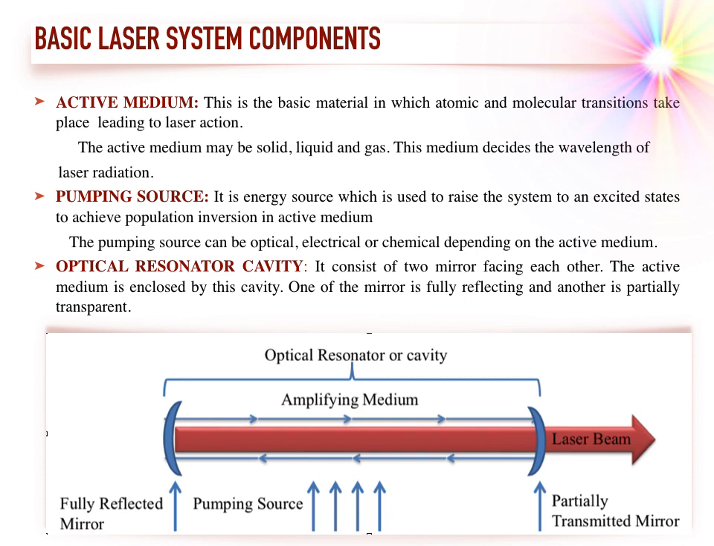The optical resonator cavity consists of two parallel mirrors facing each other, in which one is a fully reflecting mirror and the other one is a partially reflecting mirror. The active medium is enclosed by this cavity and it is attached to a pumping source as shown in figure.